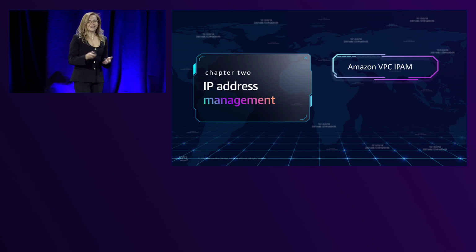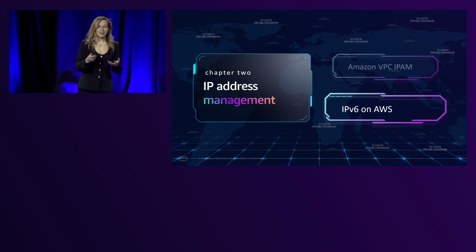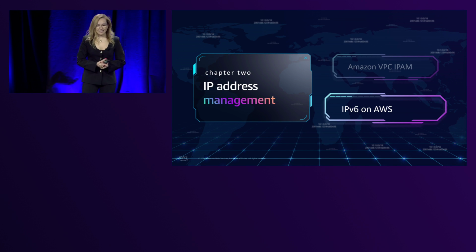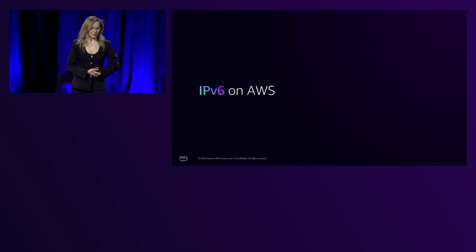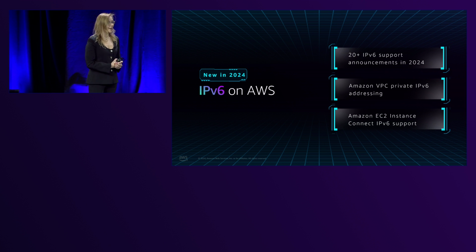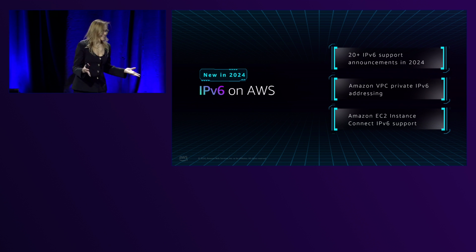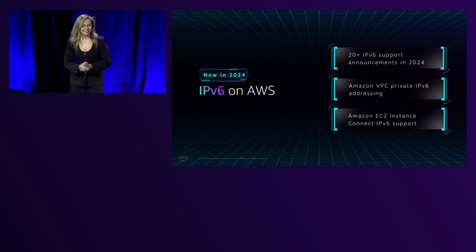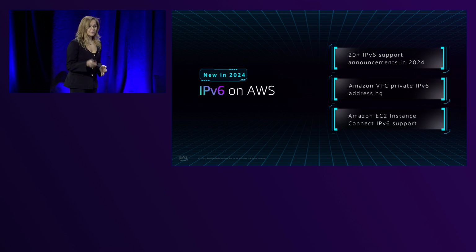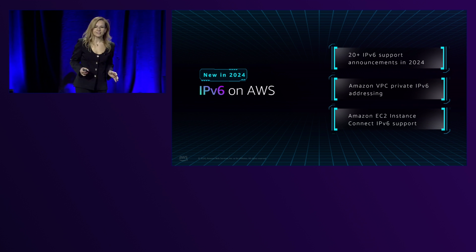Now, it wouldn't be talking about IP address management if we would not be talking about IPv6. And IPv6 on AWS, you folks probably know, is something that we are striving to support across all our services. In 2024, we had 20 plus IPv6 support announcements, which is amazing. I am personally extremely excited about this. We've launched Amazon VPC private IPv6 addressing, and we're going to be talking a bit about that in a second, and EC2 Instance Connect IPv6 support.